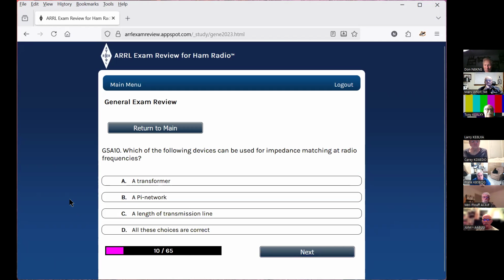Which of the following devices can be used for impedance matching at radio frequencies? A, a transformer, B, a pi network, C, a length of transmission line, or D, all of the above? Definitely C.